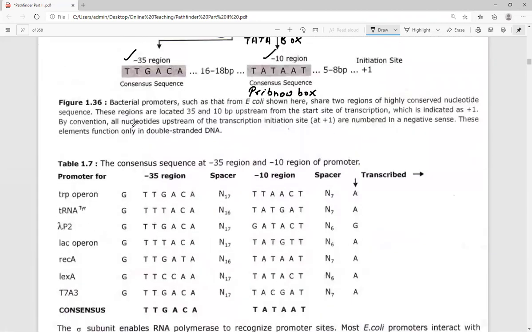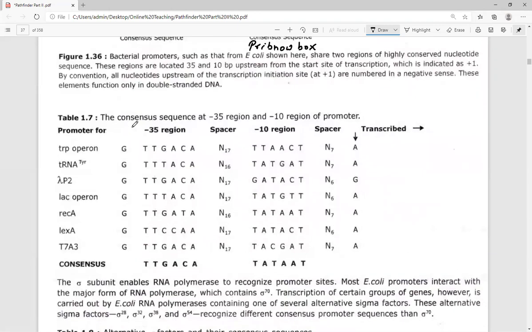Moving forward, what do you mean by consensus sequences? A consensus sequence is calculated by taking the different types of promoter sequences and comparing them, so as to postulate which sequences are going to be produced. You can look here at the minus 35 region. There are several different consensus sequences present there, and at the minus 10 region also there are several different consensus sequences. These refer to the different sequences that will be transcribed.